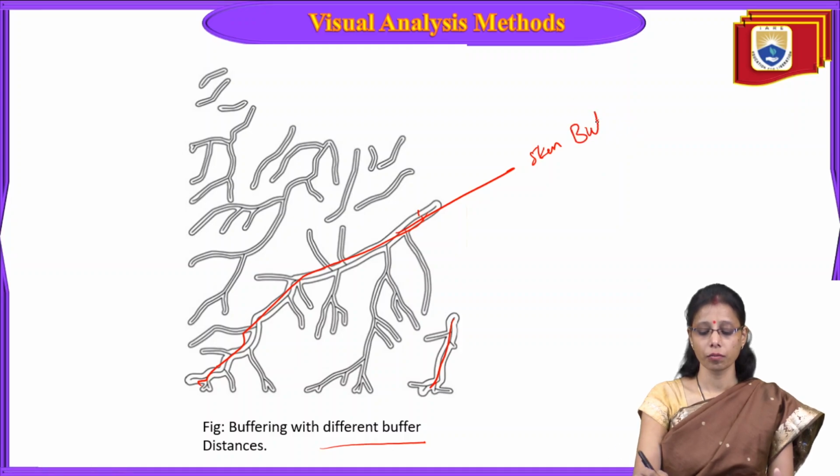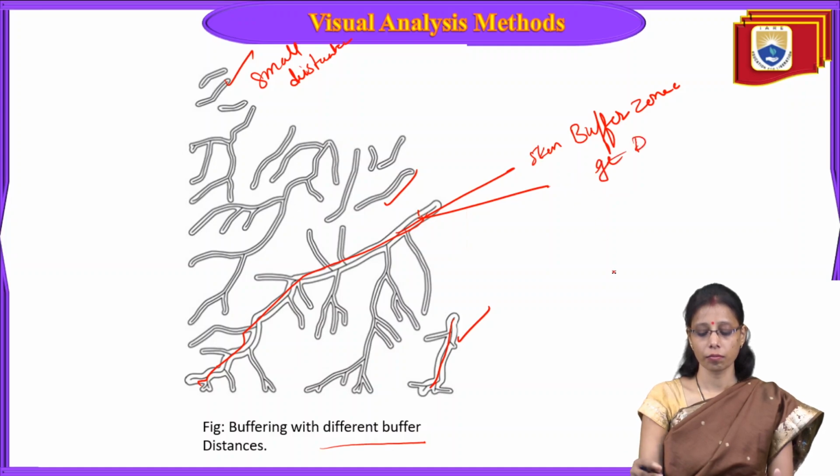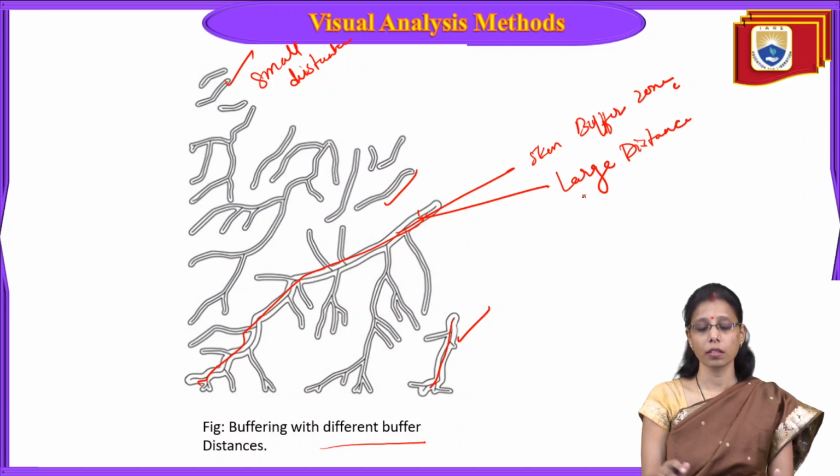5 kilometer buffer zone. Okay, like this you have for the small area. This is for the small distance, and this is for the large distance. Buffer zone, this is for the large distance. Okay, this is how the buffer looks like.